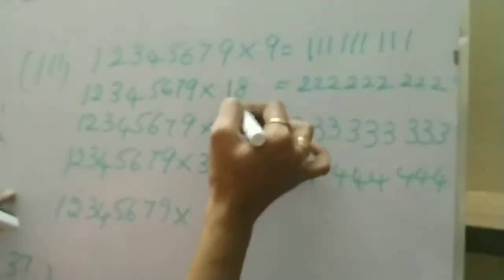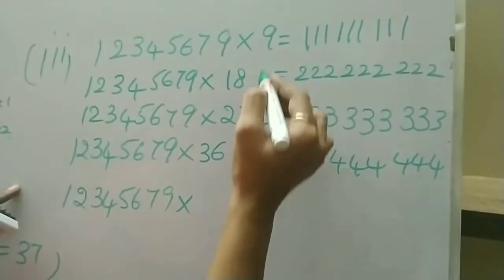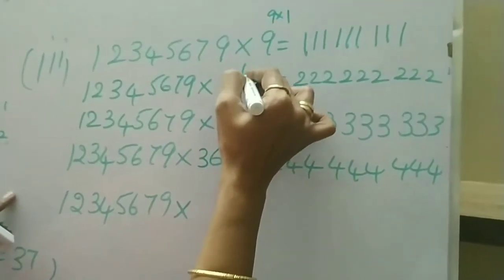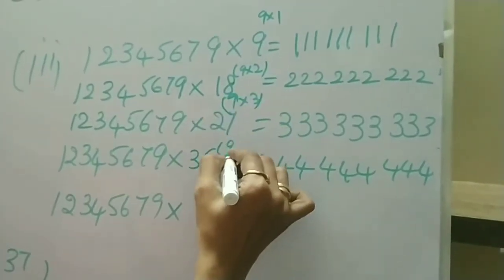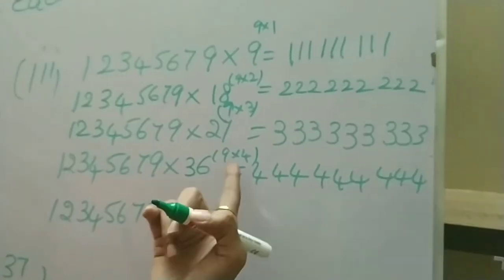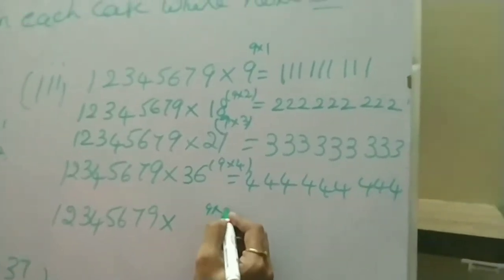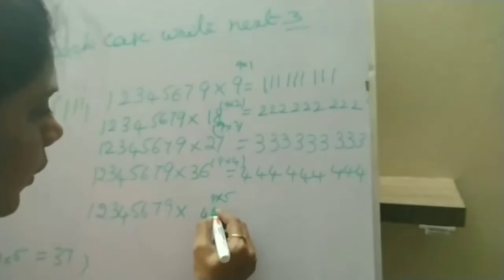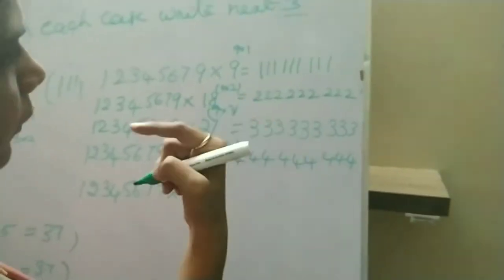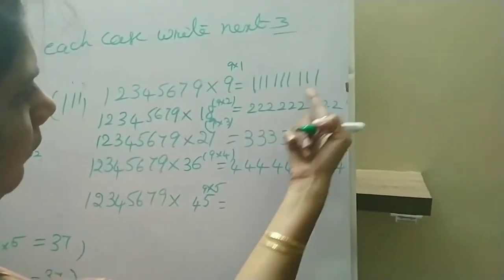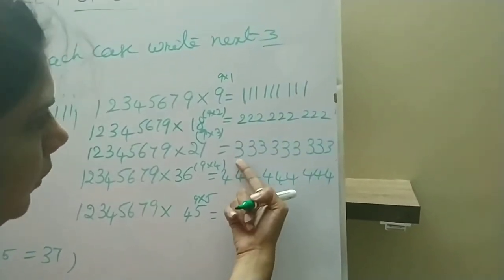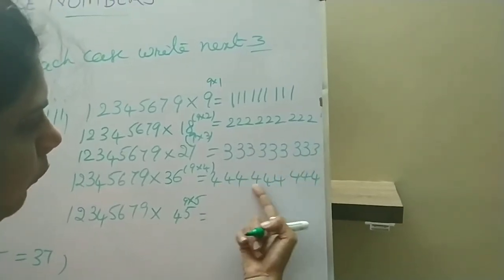If you observe this one, after this 9, you can say these numbers are multiples of 9, right? This is 9 into 1. This means 9 into 2. This is 9 into 3, and this is 9 into 4. Obviously, the next step will be 9 into 5. 9 fives are 45. So here also, if you observe, 1s they have given. After that, 2 numbers. After that, 3, 3, 3. After that 4, 4, 4.